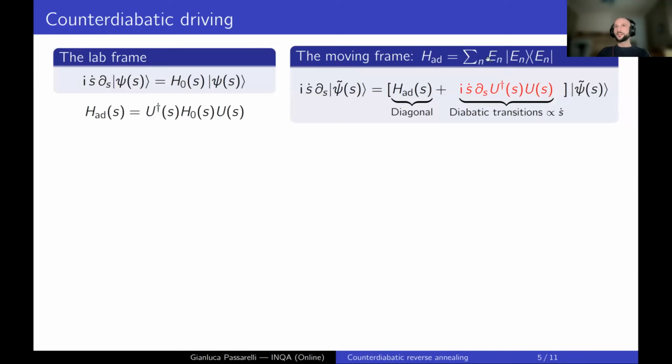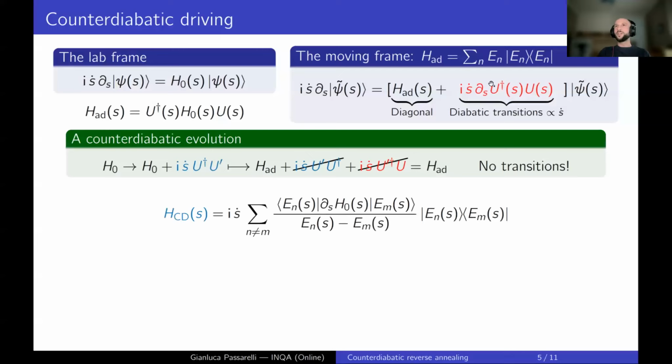So at this point, from this observation, you can do some sort of reverse engineering of the Hamiltonian, in the sense that you can redefine it to include the opposite of this term here, so that when you go to the moving frame, these two terms cancel out, and you will get a diagonal Hamiltonian that cannot induce transitions between energy eigenstates, no matter how fast your dynamics are.